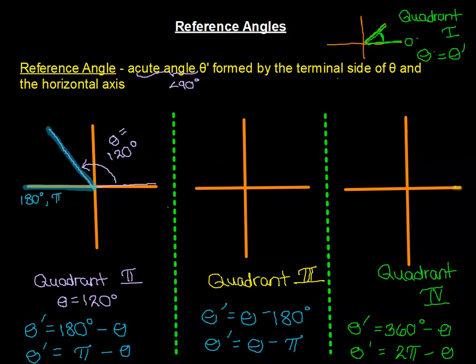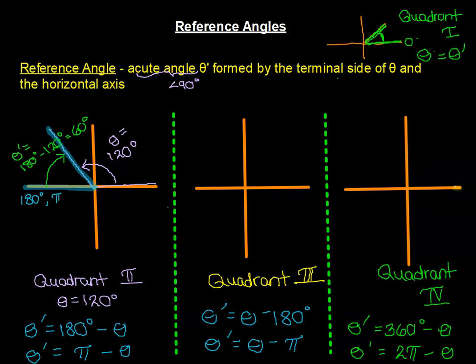So that means the reference angle is just the difference between 180 and 120. So the reference angle is 180 degrees minus 120 degrees, which is 60 degrees in this case. But formula-wise, if you have an angle in quadrant 2, you would just take 180 minus that angle, or pi minus that angle if it's given in radians. Why? Because the closest horizontal axis to it is 180 or pi.